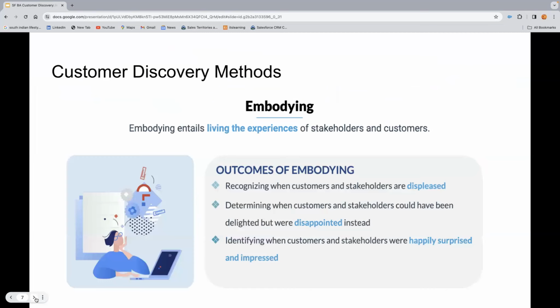The customer discovery methods. The first one is embodying. Embodying entails living the experience of stakeholders and customers. Outcomes of embodying are recognizing when customers and stakeholders are displeased, determining when customers and stakeholders could have been delighted but were disappointed instead, and identifying when customers and stakeholders were happily surprised or unimpressed.